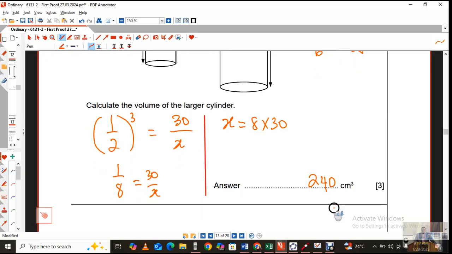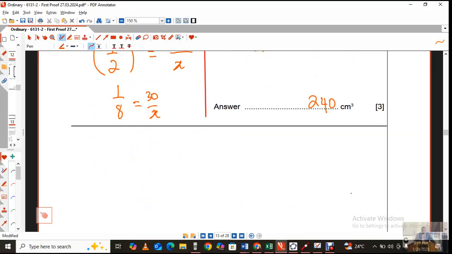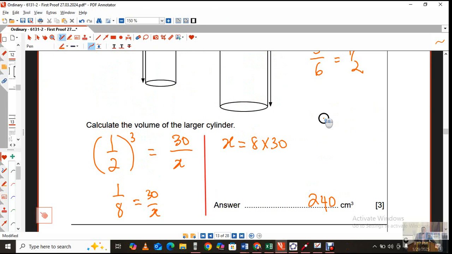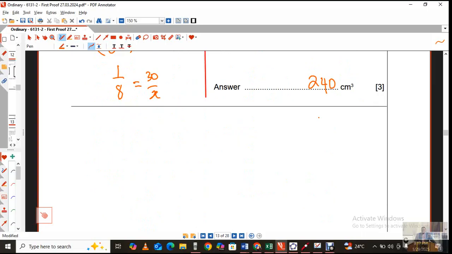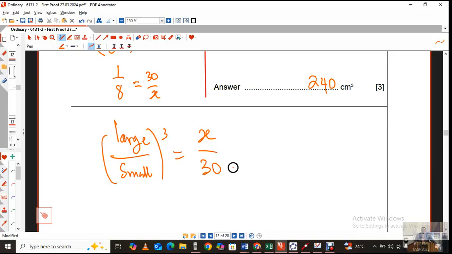What if someone said, well, I am not going to take the 3 over 6? Because what I did here, I took the small one over the large one. So what if you take the large one over the small? You take the large over the small and cube it, and the large is what we don't know, but the small we know the volume is 30. The large one was 6, the small one was 3. They should be cubed over X over 30.